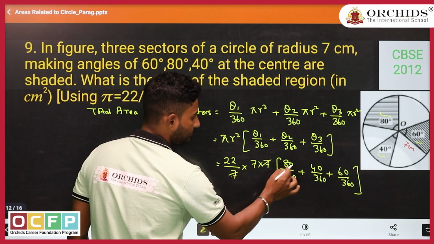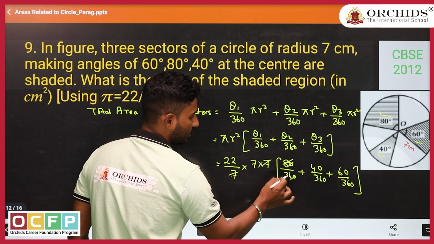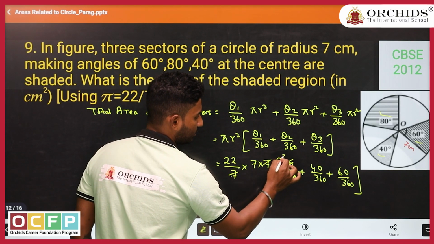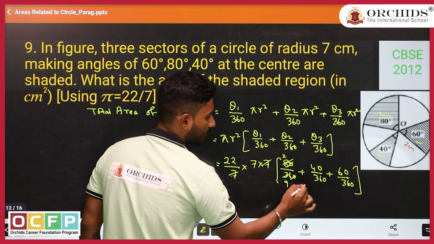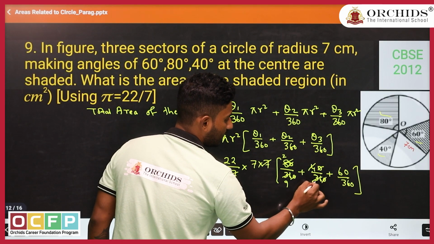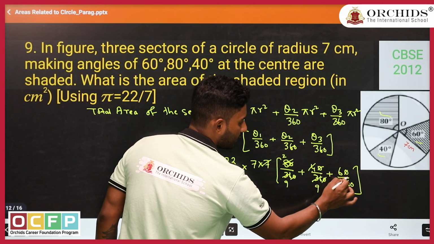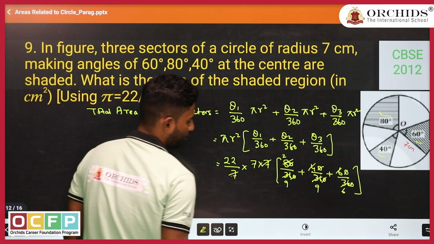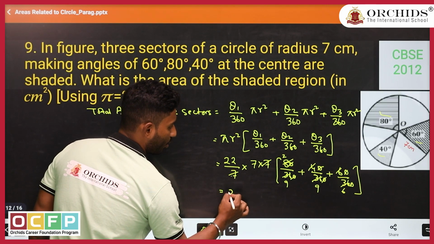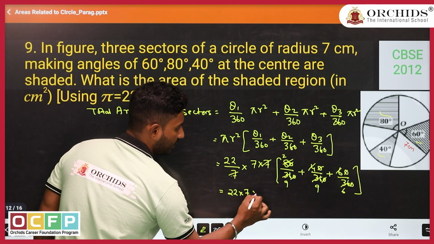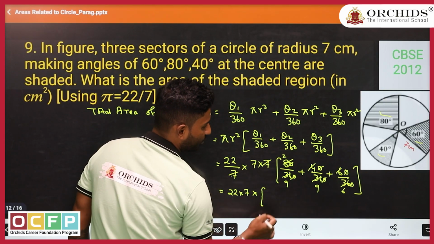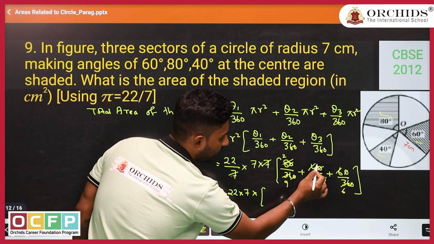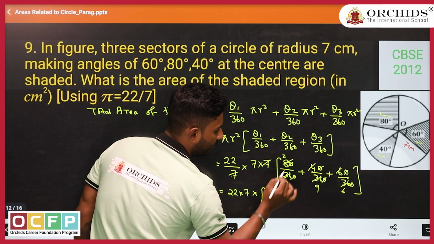7, 7 gone. 4, 4. It should be 2. It should be 9. Gone. It's 9. 6. So we are left with 22 into 7 into, let's see what's happening here. 2 by 9, 1 by 9, 1 by 6.